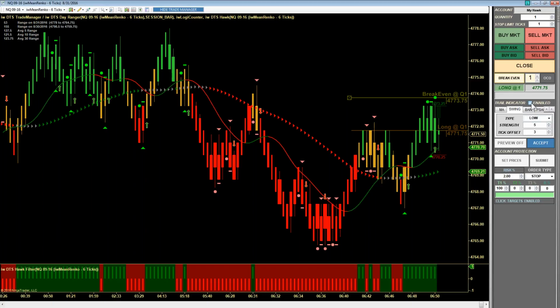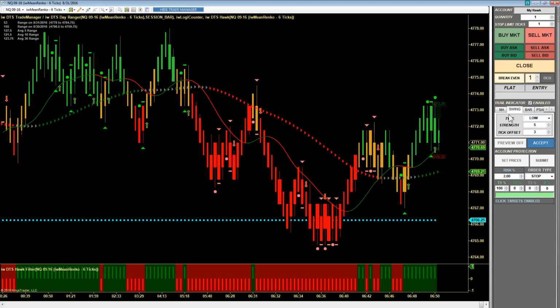Hold on. All right, just a second here. There we go. Okay, so I hit my buy market button. I've got my long position. I've got my auto break even. I've got my stop strategy. However, I don't have my profit target. So the big difference between the trade manager and the trailblazer is the lack of a preset profit objective.